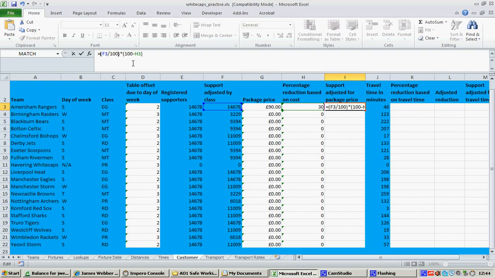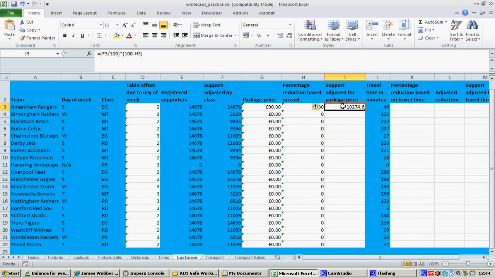So I want to divide it by 100, and I want to times it by whatever's left of 100 minus this number. And that gives us 10,274 fans, which is 70% of this, which is what I want, because I want to reduce this by 30%. So actually what I want to do is times it by 70%. So I want to go 100 minus 30.